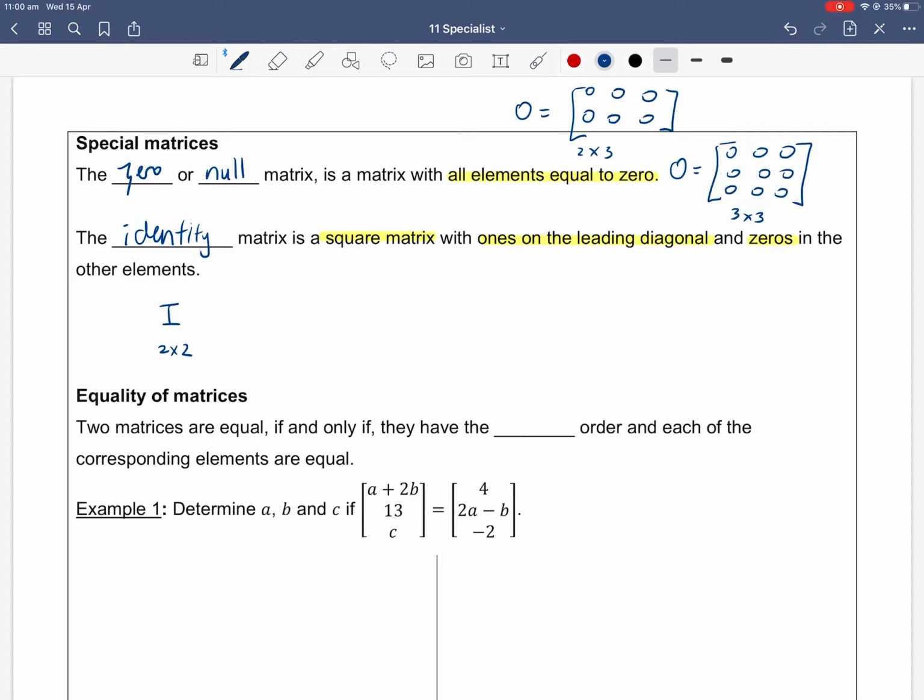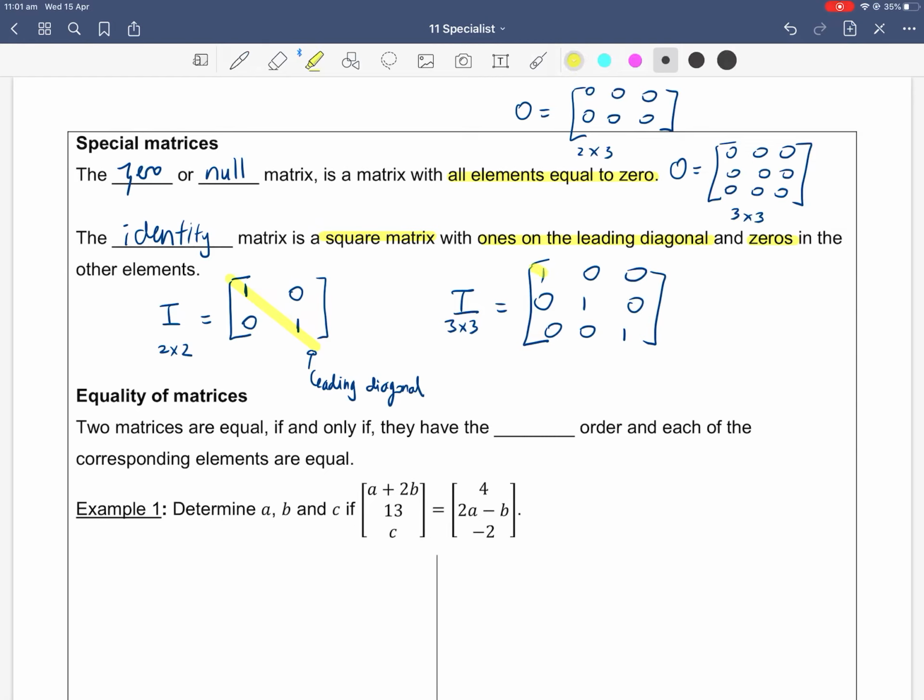So for example, a 2 by 2 identity matrix, we use the capital I for identity. It has 2 rows, 2 columns, so we go 1 0 0 1. This is your leading diagonal, and then zeros everywhere else. For a 3 by 3 identity, it's 1 0 0, 0 1 0, 0 0 1. Again, your leading diagonal is called the leading diagonal because there is a sub-diagonal, which we'll talk about later on.